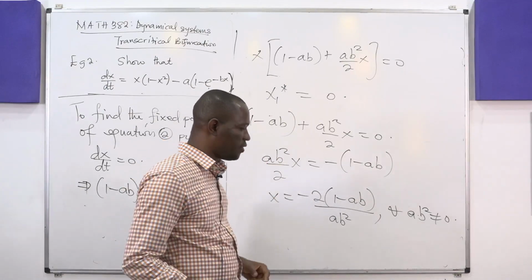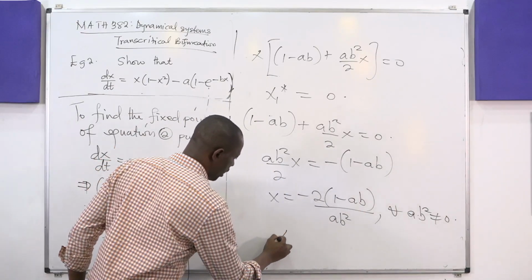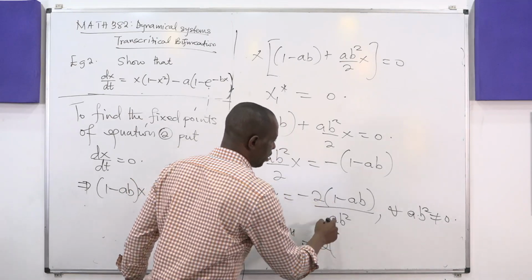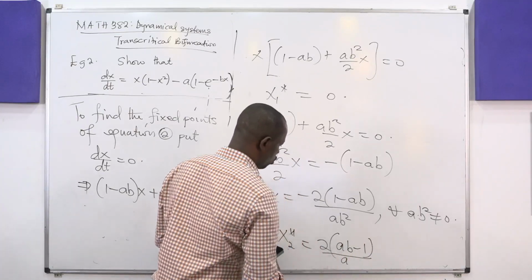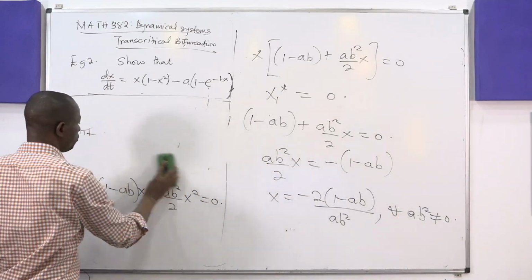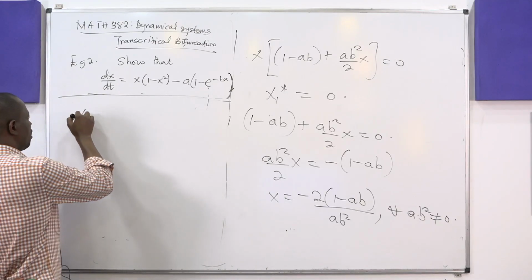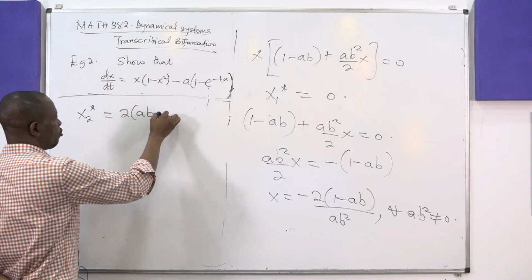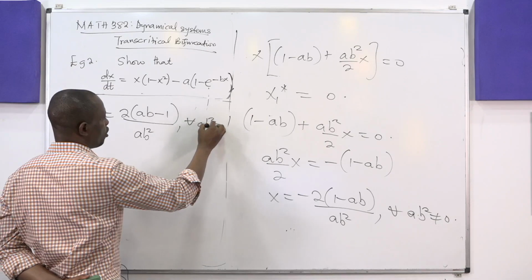We can even push the negative inside. Is that okay? Yeah, let's push it inside. So x2 star will be 2, then if I push it inside, this will be minus, this will be plus. So x2 star will be 2 times (ab minus 1) over ab squared, for all ab squared not equal to 0.